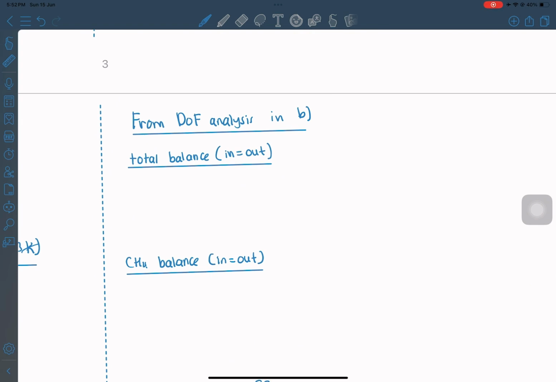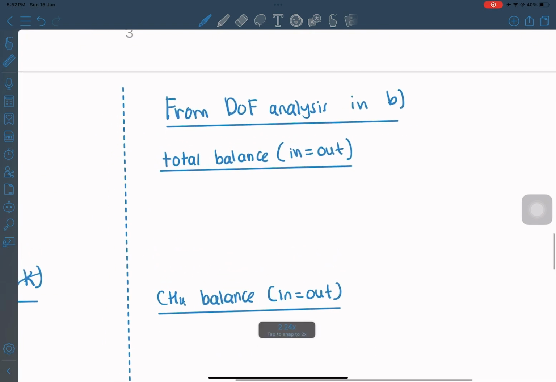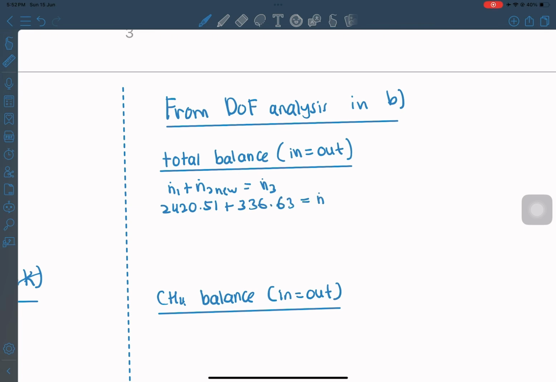Now we use the DOF analysis that we already did in question B. First, the total balance, in equals out: N1 plus N2 new equals N3. We use the N2 new that we got in question C. So 2420.51 plus 336.63 equals N3, and we get the value for N3 as 2757.14 mole per second.